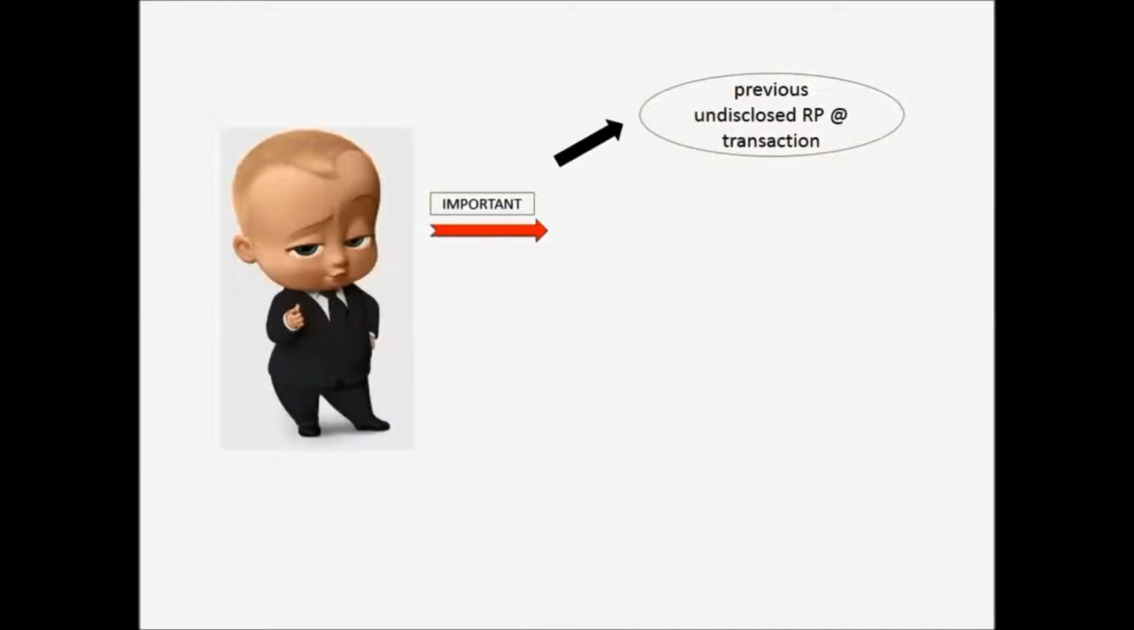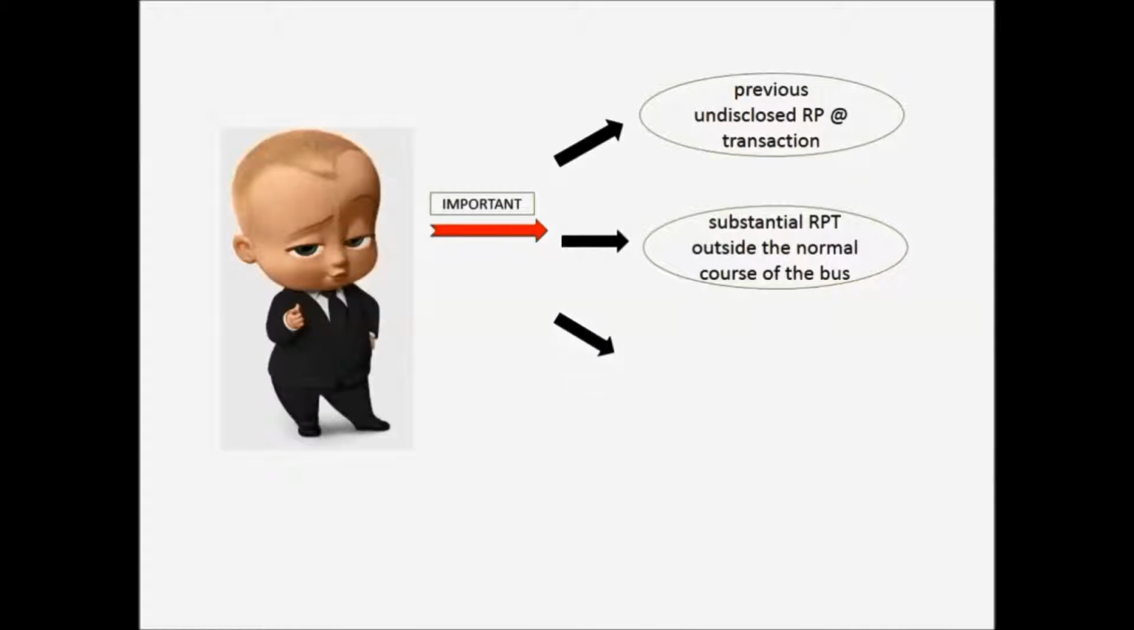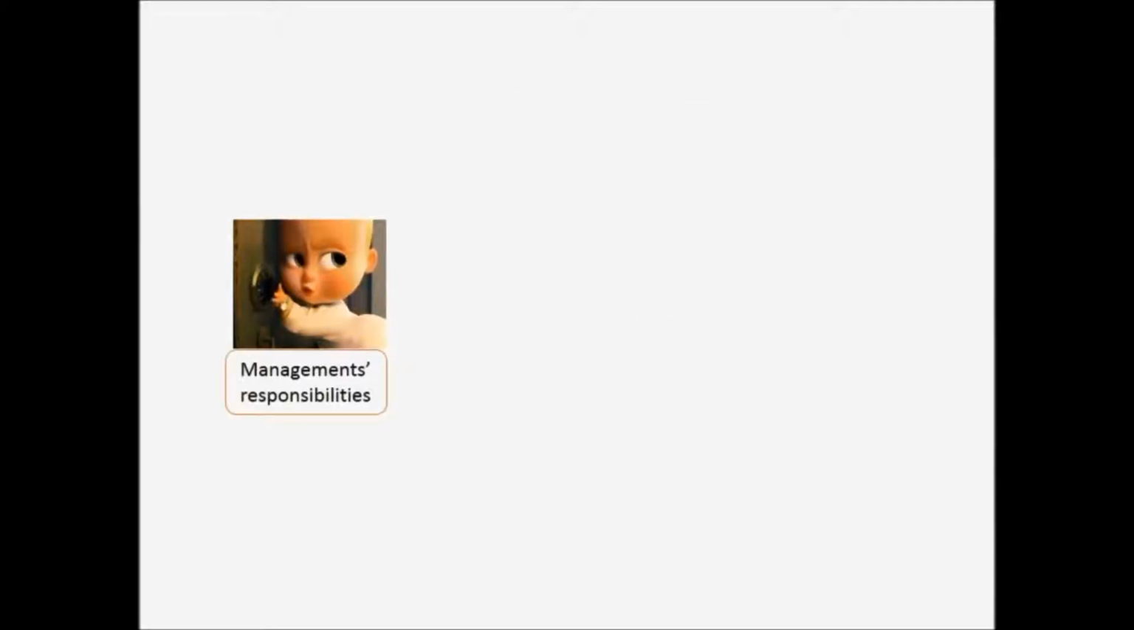The first one is to identify previously undisclosed related party transactions. The second one is substantial related party transactions outside the normal course of business. And the last one is the declaration that related party transactions are at arm's length. We will move on to the management's and auditors' responsibilities. Management's responsibility is to consider the impact of events that occur after the end of the year of the financial statement.